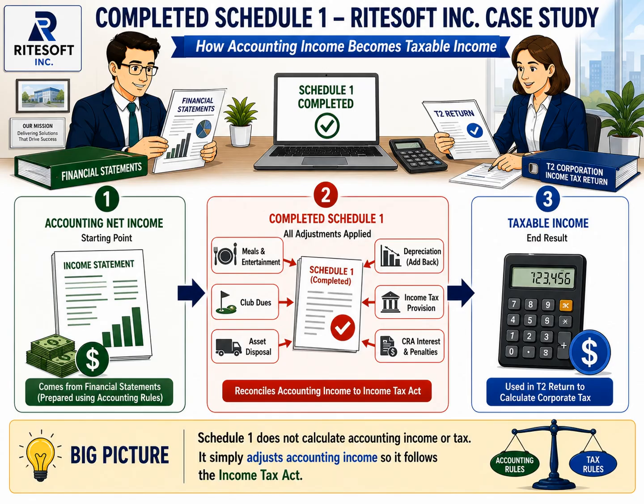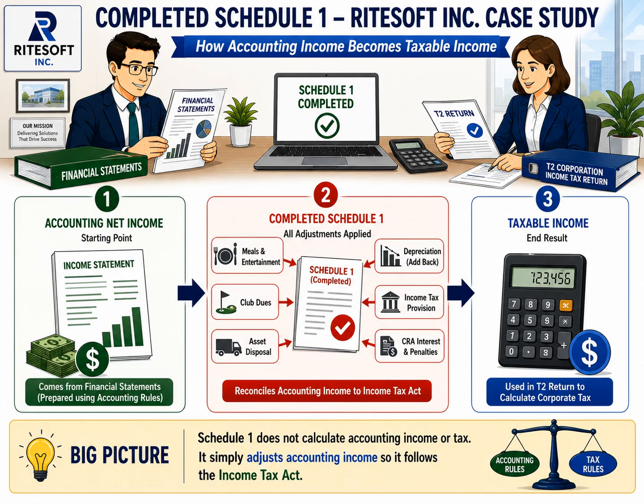This taxable income is then used throughout the remainder of the T2 return to calculate the corporation's actual income tax liability. The most important idea to remember is that Schedule 1 does not calculate accounting income, nor does it calculate the corporation's tax payable. Its role is much simpler. Schedule 1 takes accounting income as the starting point and adjusts it so that it complies with the Income Tax Act. In other words, Schedule 1 is the reconciliation between accounting profit and taxable income.